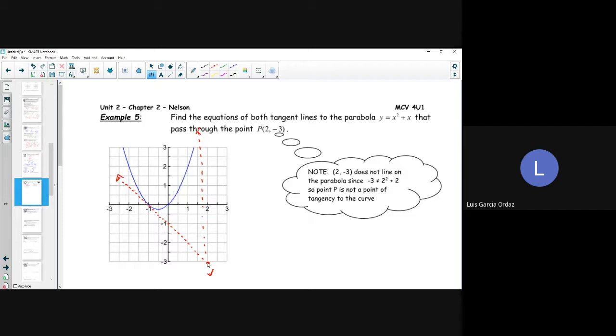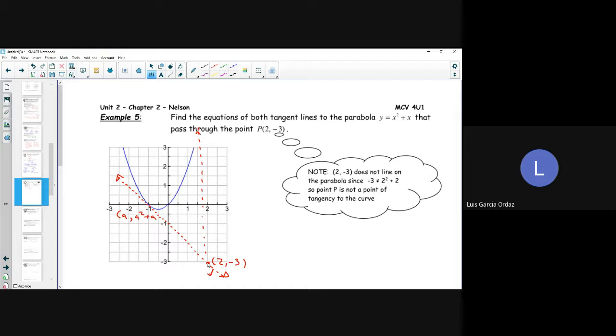So there's going to be 2 tangent points where we hit the parabola from the point 2 and negative 3. So we have our point 2 and negative 3. We have my point here, which we can label as A, because I don't know what A is. And whatever that A value is, I have to sub it into x squared plus x. So A and A squared plus A.